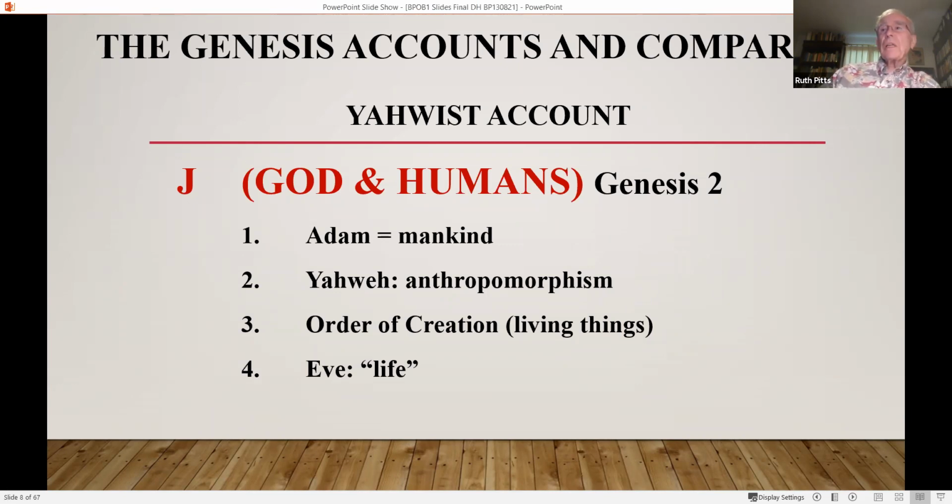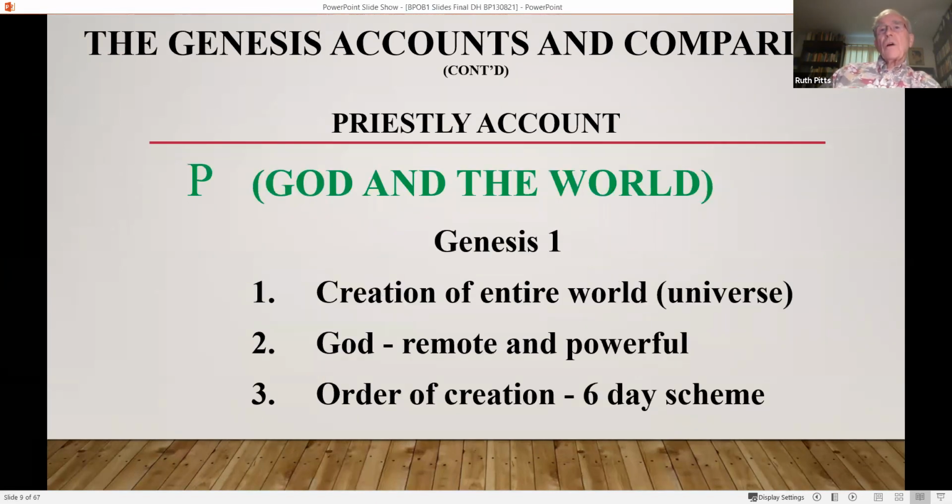Okay, if we move on then to the next slide. So we have another account. This is called the priestly account. And here we have a different view of God. They back up and give us a picture of the entire world, creation of the entire world or the universe. Here, God does not shape the human being, but he calls things into being. God is remote, God is powerful, he speaks, and it's the power of creation through speaking that you get in Genesis 1. It also gives us an order of creation in a 6-day scheme that is laid out here.